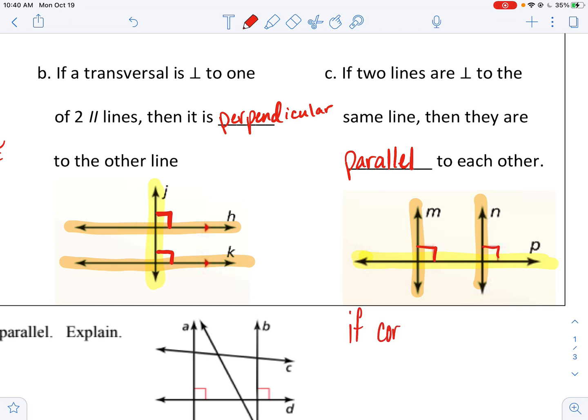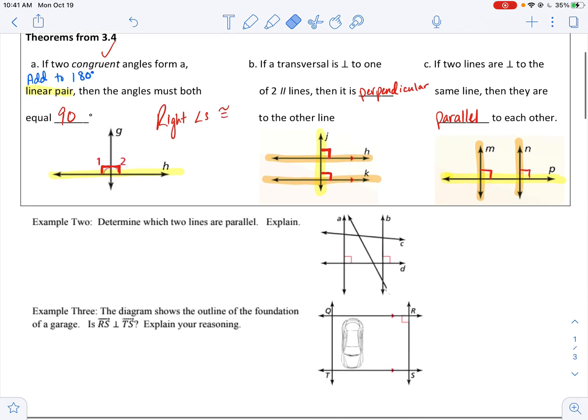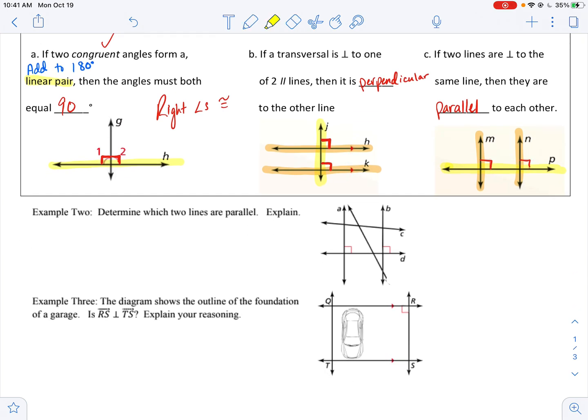Remember, that was our converse, where if those corresponding angles are congruent, then the lines are parallel. So we can use that converse here as well. And that's not really anything new. It's a special case of what we've been looking at last week. So using those last two theorems, let's look at some examples.